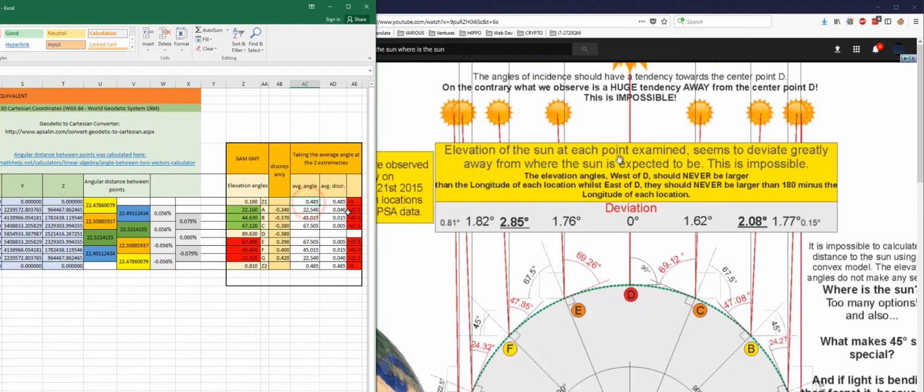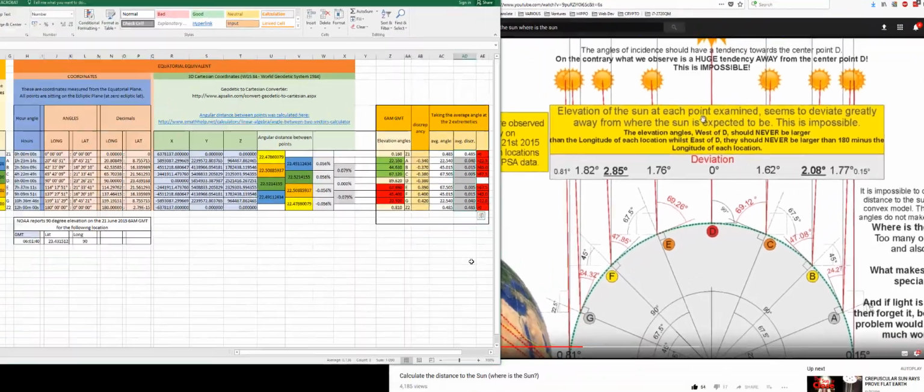Larger than 0, larger than 22.5 by this amount. This is the average discrepancy. So we see that the angles are divergent. We still see a divergence. The angles are not parallel. The angles are not converging towards a point at D. The angles are divergent, still divergent.